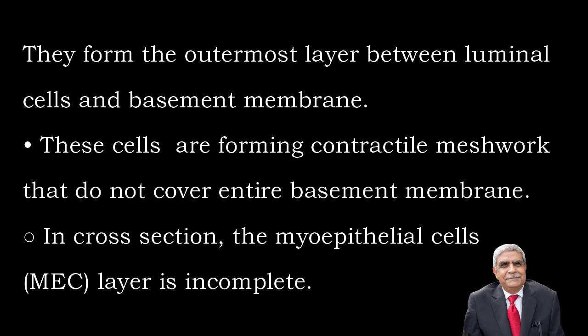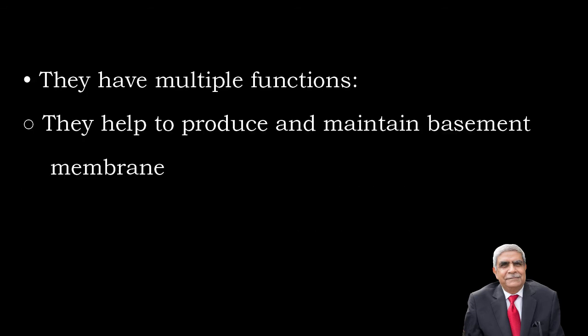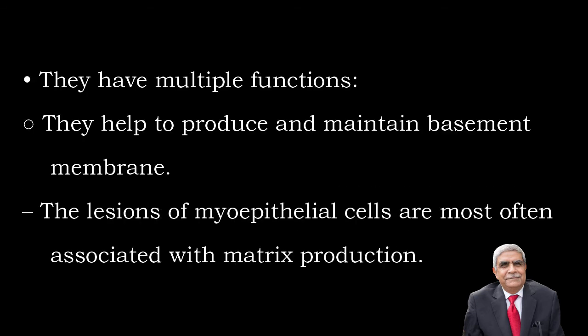Myoepithelial cells form the outermost layer between the luminal cells and the basement membrane. They form a contractile meshwork and do not cover the entire basement membrane. In cross section, the myoepithelial cell layer is incomplete. These myoepithelial cells have multiple functions. They help to produce and maintain the basement membrane.